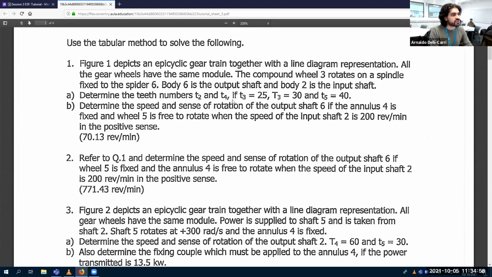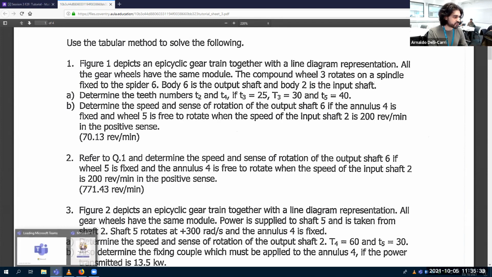Determine the teeth numbers T2 and T4 if small t3 is 25 and capital T3 is 30. Now let's look at this. We want to determine T2 and T4. What's capital T? Yeah, that's what I'm going to explain now. So small t3 and capital T3. Small t3 is 25. Capital T3 is 30. And small t5 is 40.